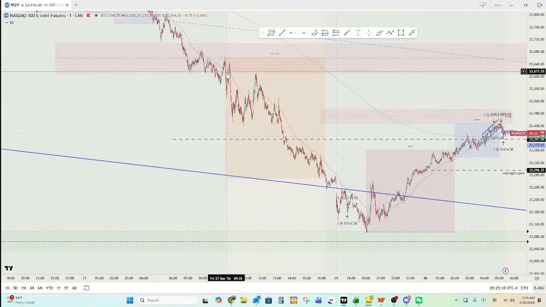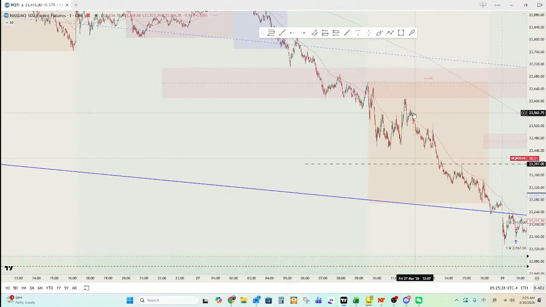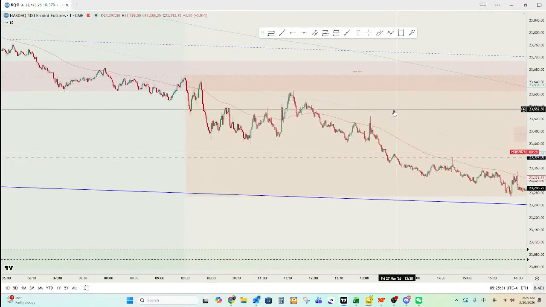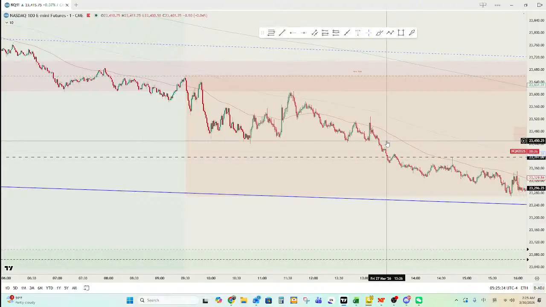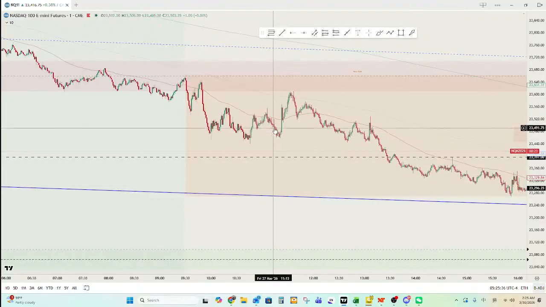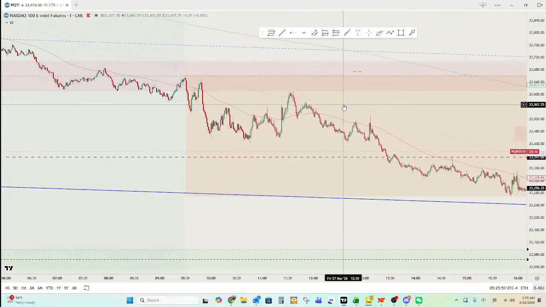For the New York session, usually the first 1 or 1.5 hours is a good time to hold for a swing. So most traders, or new traders, should do swing trades instead of scalping. Scalping requires a really high demand on the trader's skill.